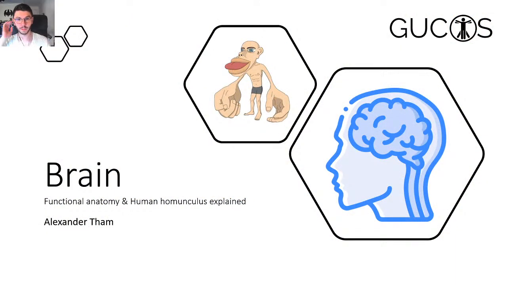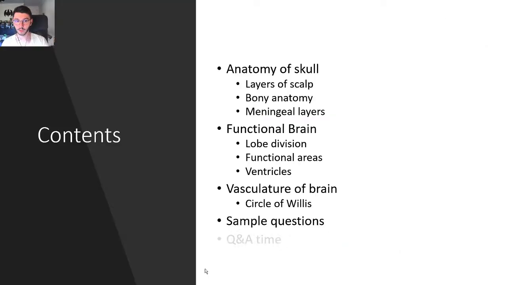Okay, hello everyone. We're going to start with today's session. It's going to be on the brain, and more importantly, we're going to go over the functional anatomy, the human homunculus, and also a little bit about the different arteries with our questions and answers.